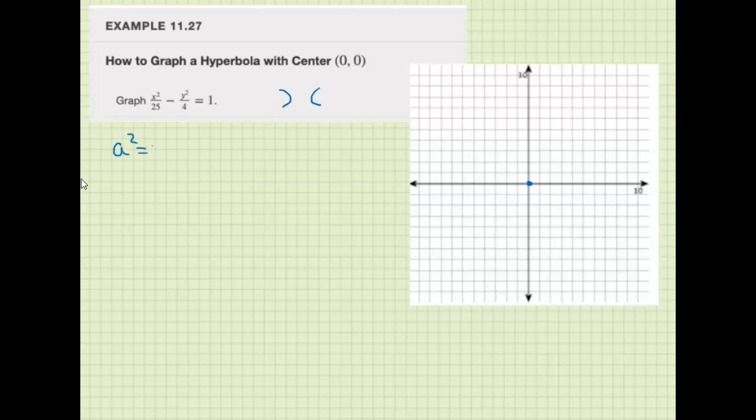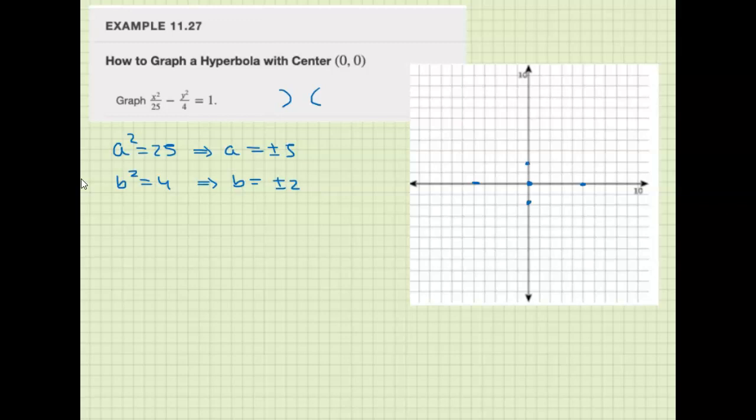Now I need my a and my b. So a squared is 25, which means a is plus or minus 5. And b squared is 4, which means b equals plus or minus 2. Okay, so we're going to go 5 units to the right and 5 units to the left, 2 units up and 2 units down. Okay?